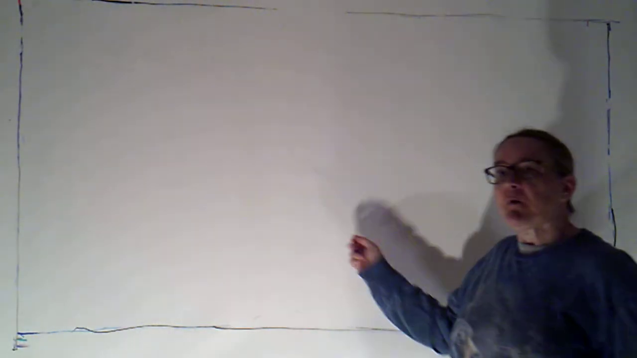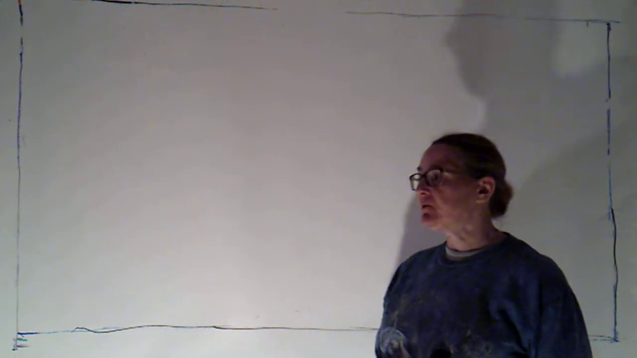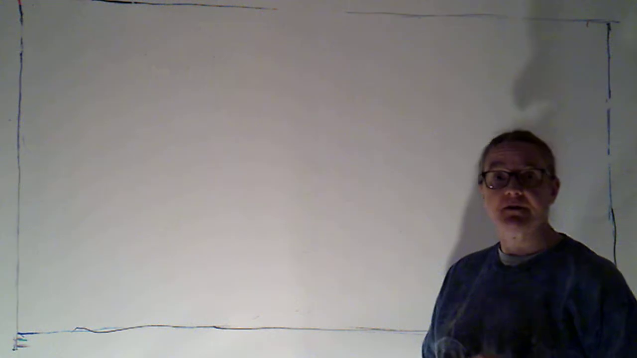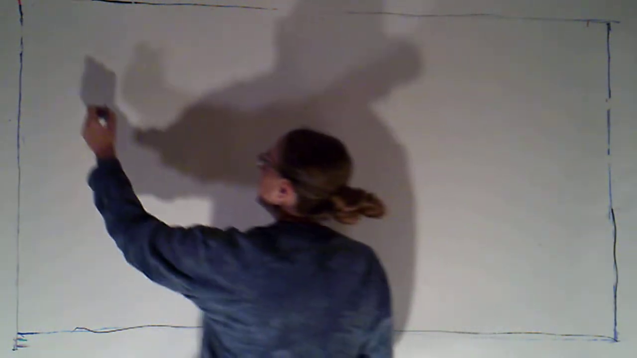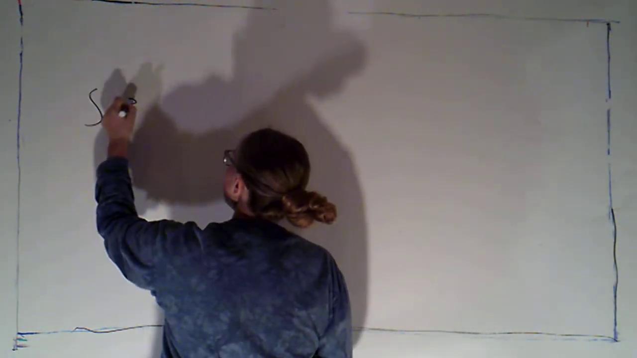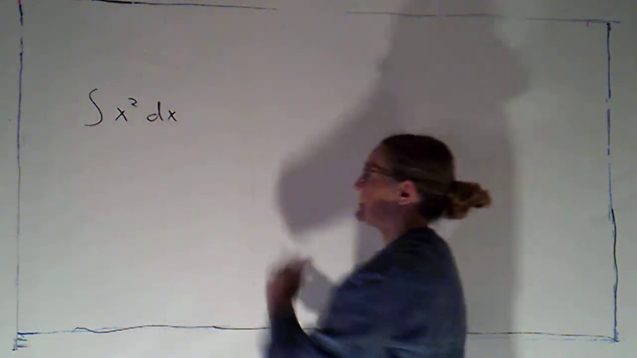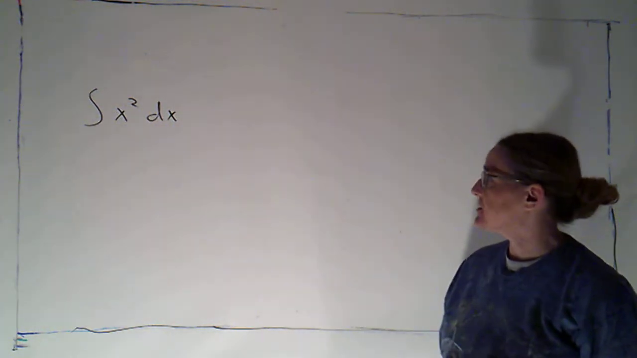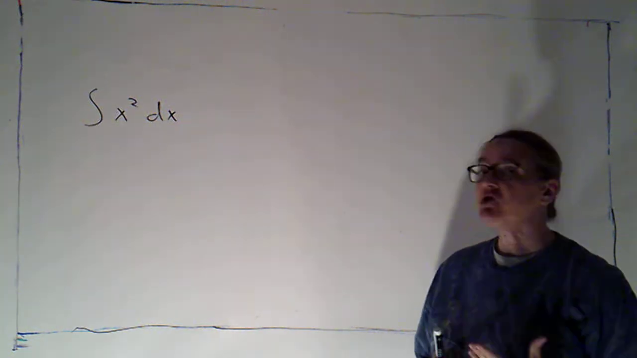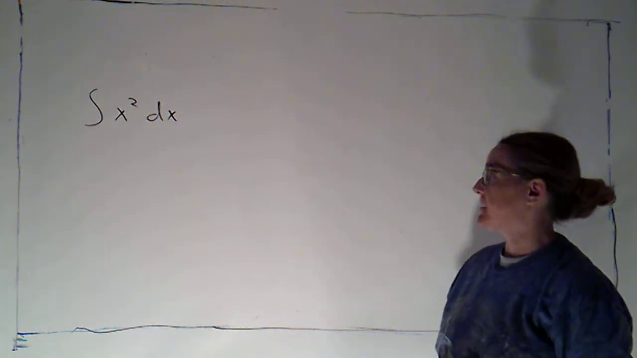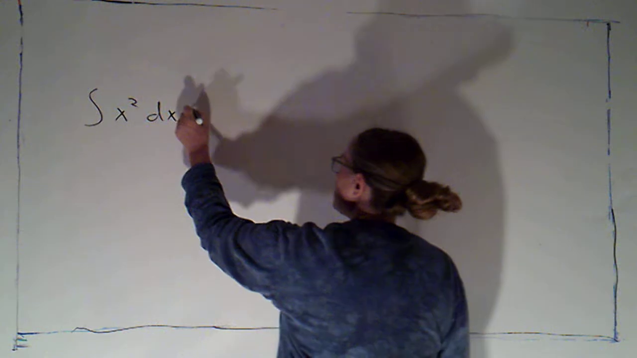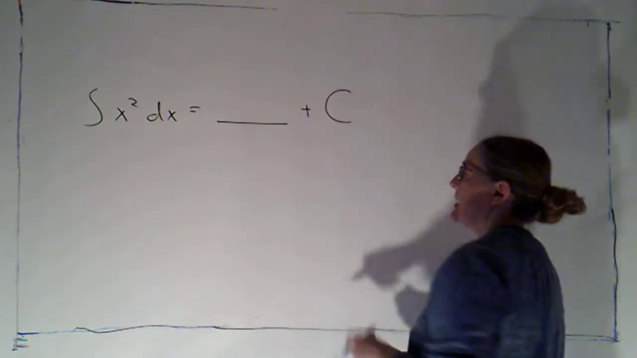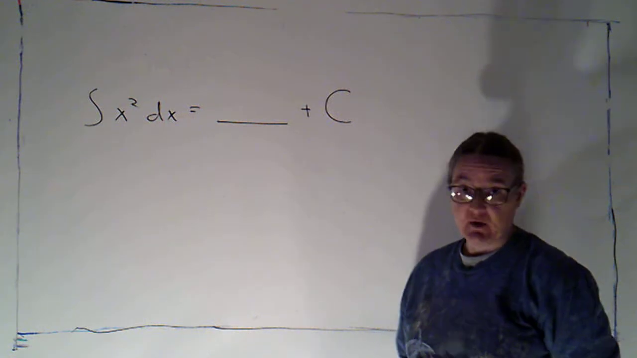Okay, I want to continue our discussion of antiderivatives and see if we can start getting some antiderivative formulas for some familiar functions. So let's suppose I wanted to find this. Remember, I can call this the indefinite integral of x squared. I can also call it the general antiderivative of x squared. And I pretty much know if I can find an antiderivative, I'm just going to add a constant to it.